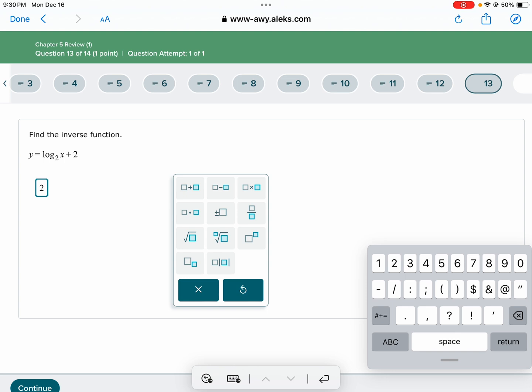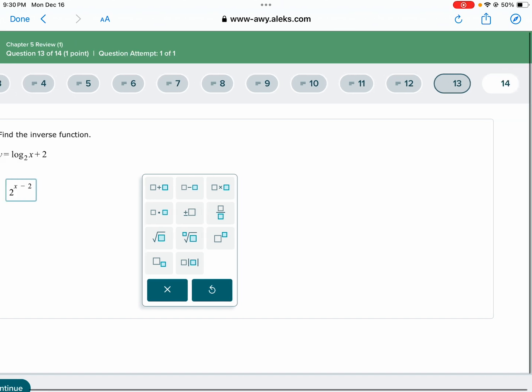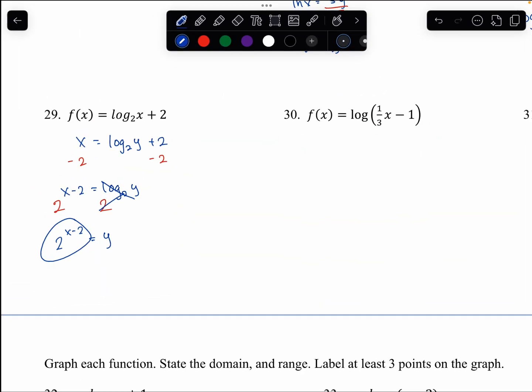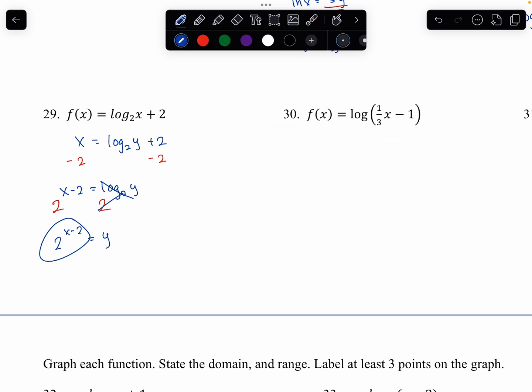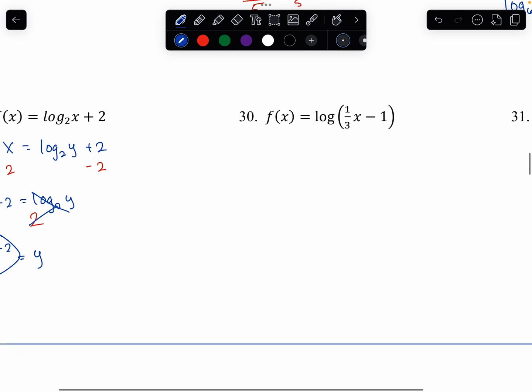2 raised to the x minus 2. Now, I don't have this one. I've taken this one off the review because I don't want you guys to do a problem like this in ALEKS, but it might be good practice to do here.